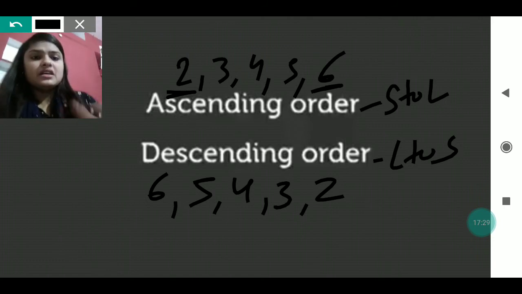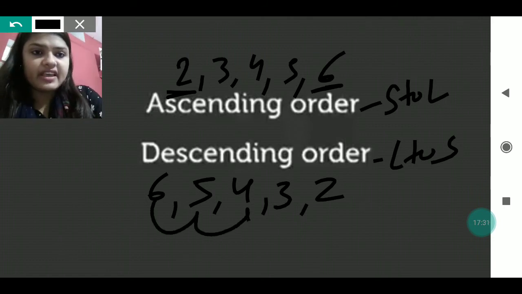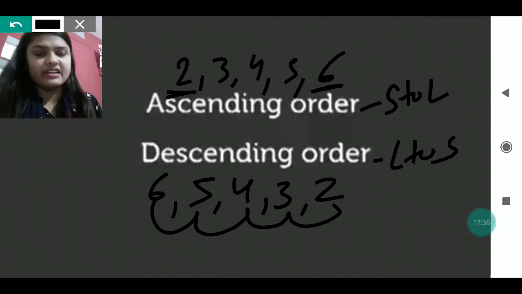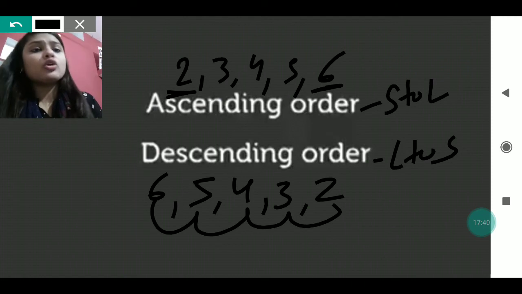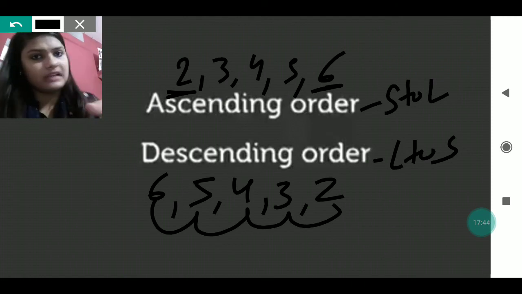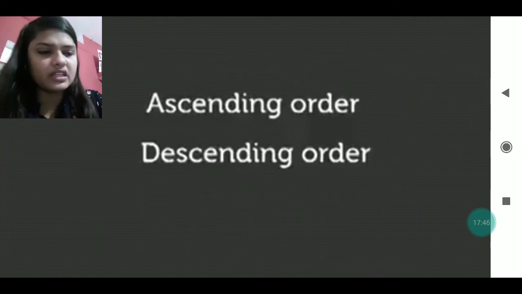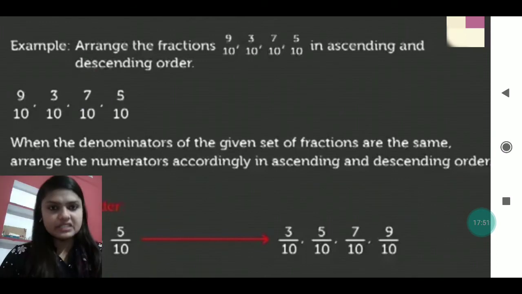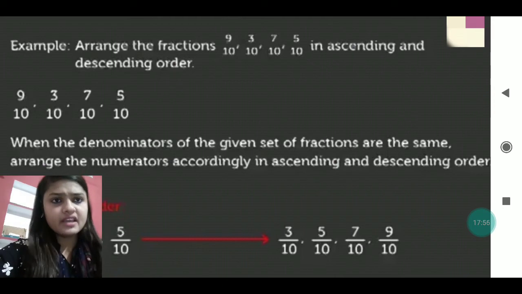The number is decreasing every time, though it is not necessarily that only one decreases each time. So keep in mind, ascending means from smallest to largest, and descending means from largest to smallest. Let's move on and see what we have to do with fractions. Everyone, just see how we will do this. It is written, arrange the fractions 9 by 10, 3 by 10, 7 by 10 and 5 by 10.